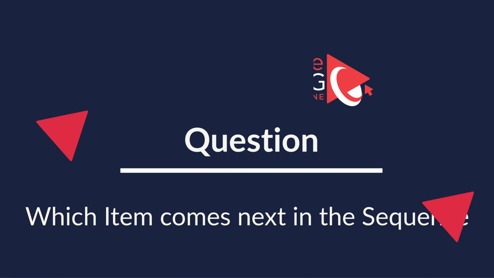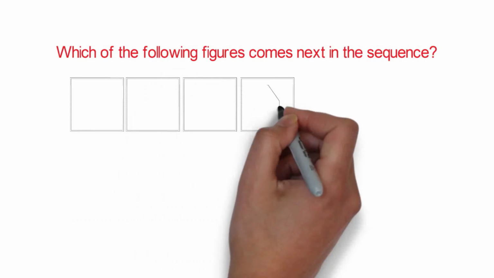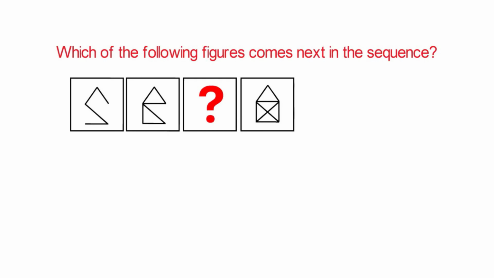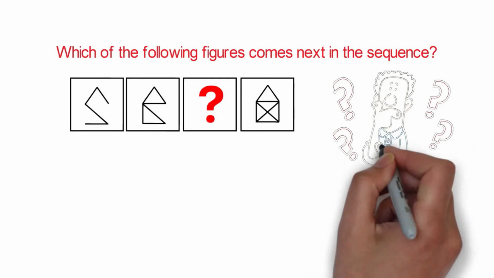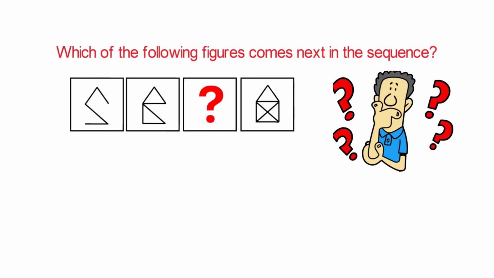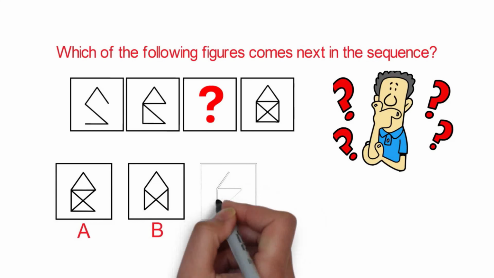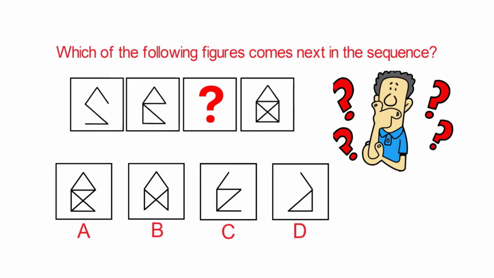Here's an example of an excellent problem that you frequently see on the test. You're presented with a series of shapes, and you need to determine which of the following shapes comes next in the sequence. You have choices A, B, C, and D.